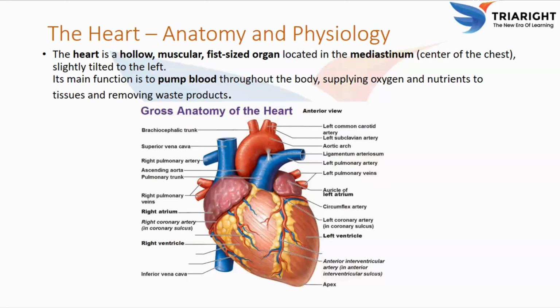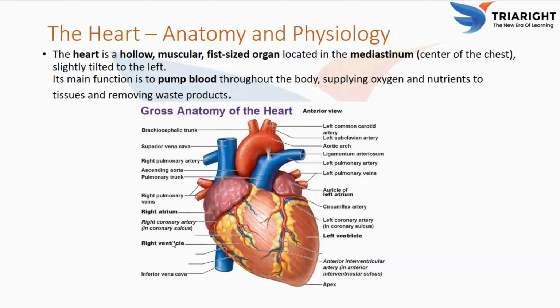So what are the chambers of the heart? You can see here clearly the right atrium, the right ventricle, left atrium, and the left ventricle. The right atrium receives the deoxygenated blood from the body. The left atrium receives the oxygenated blood from the pulmonary vein.